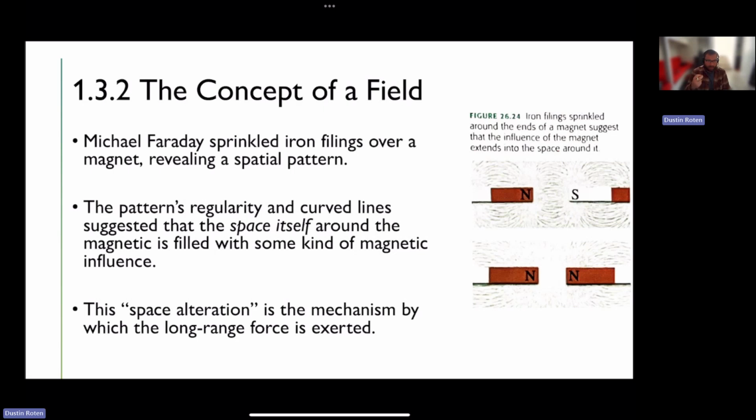Back in the day, Michael Faraday, who's one of my all-time favorite scientists, actually sprinkled iron filings over a magnet, and this revealed a spatial pattern. This pattern has regular features in it. They are these curved lines, and that suggests that space itself around the magnet is filled with some sort of magnetic influence.